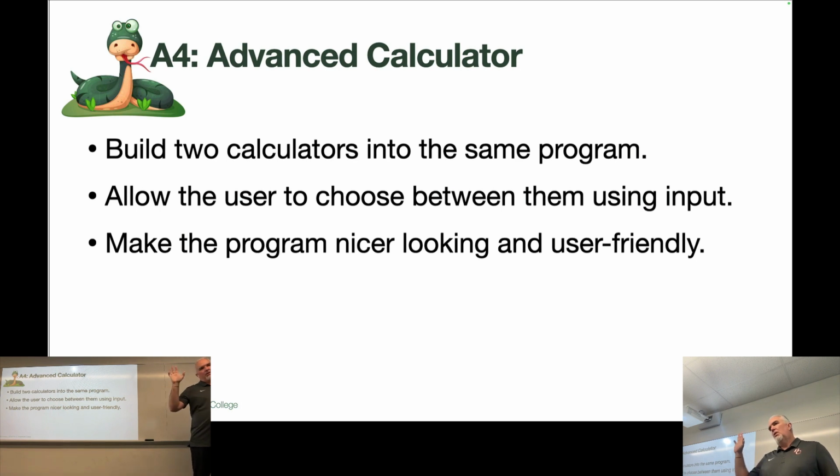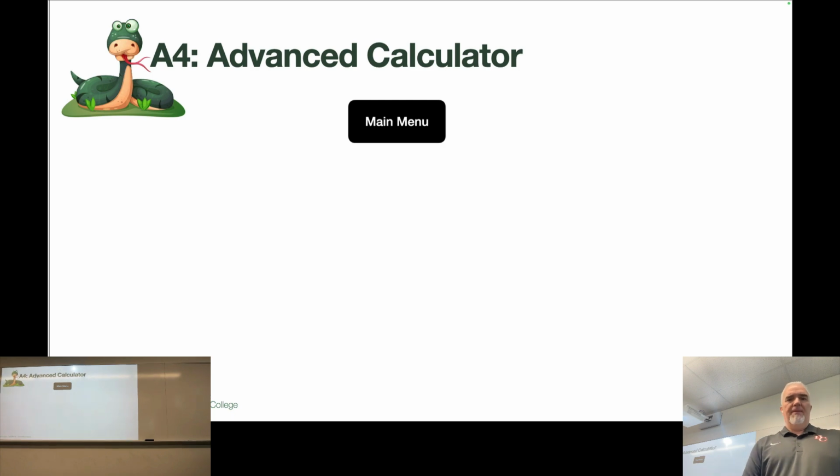So it takes what we did in A3 with the one calculator, and it's going to require you to use a branching structure, an if-then, to allow them to choose between the two calculators. Okay, so we're going to work on that and making the program look nice and be user-friendly. So when we create this program, the first thing you're going to do is you're going to have some kind of a main menu that allows them to choose.